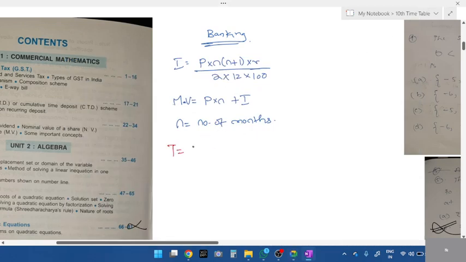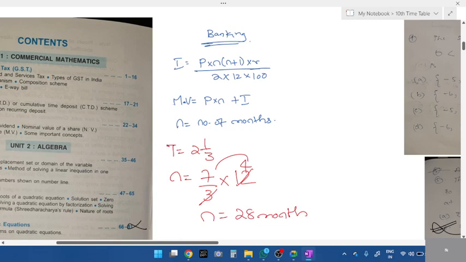For example, if T is equal to 2 1 by 3, all of you will respond. Time is 2 1 by 3. How do you convert into months, students? 7 by 3 into 12. 3 ones are 3, 3 fours are 12. What's the answer? N is equal to 28 months. Write this. All of you will write. Write an example. See, just now I asked, nobody was able to answer. Multiply by 12, 28 months.